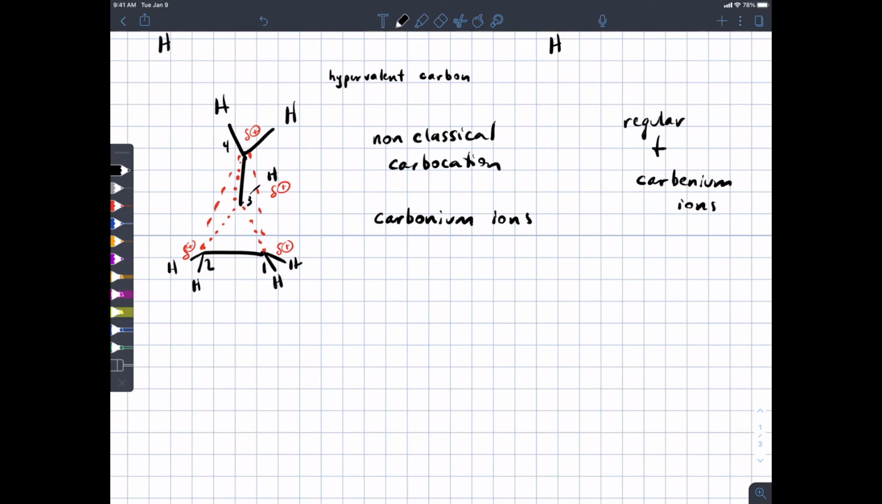So as an example, just to compare, if we looked at these two species, this one would be carbenium, and this is probably carbonium, based on what you know about the ability of the cyclopropane ring to interact with the positive charge on that adjacent carbon.